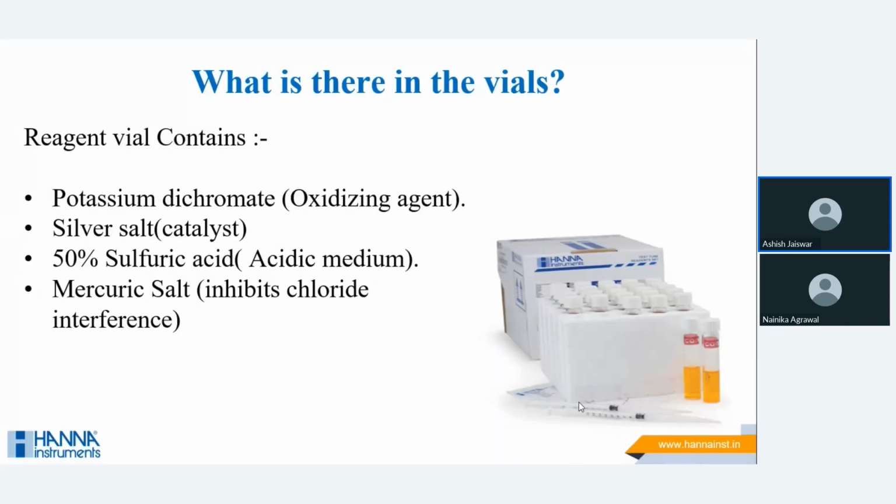Last, what is there in the vials? The reagent vial contains potassium dichromate as an oxidizing agent. Silver salt is used as a catalyst. 50% sulfuric acid maintains the acidic medium. And fourth is mercuric salt to inhibit the chloride interference in the samples.